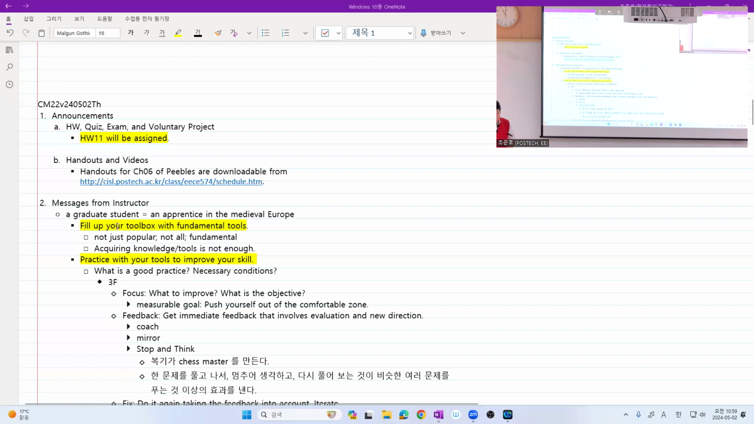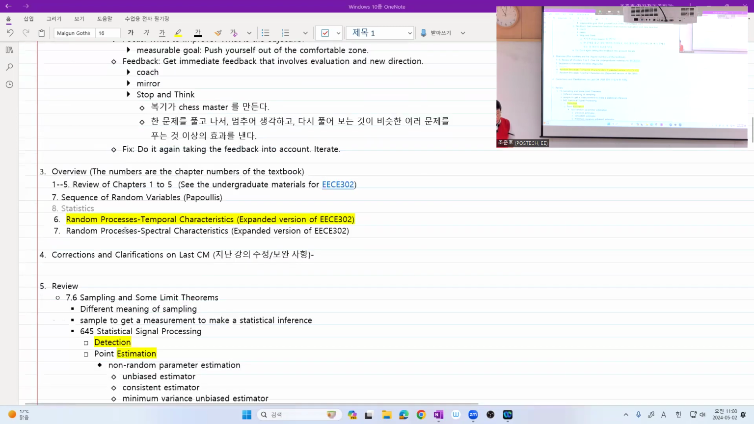There is my message, especially for graduate students. You have to fill up your toolbox with a lot of tools, but you also have to practice with your tools so that you are always ready to use them. This is the course overview. We cover the undergraduate material and then move to the notion of sequence of random variables. That is a kind of stepping stone to the next topic, the random processes.